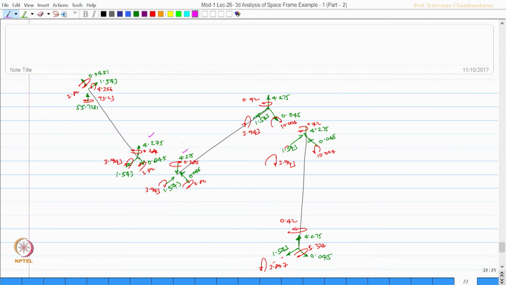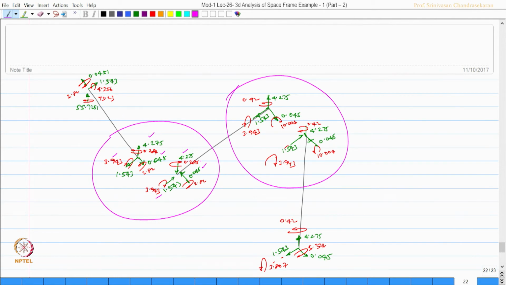4.275, 4.275, okay, 0.45 this way, 0.45 this way, 0.284, 0.285, 3.943, 3.943 is a perfect joint compatibility in all the joints. See here.